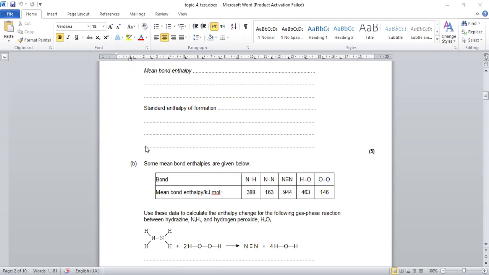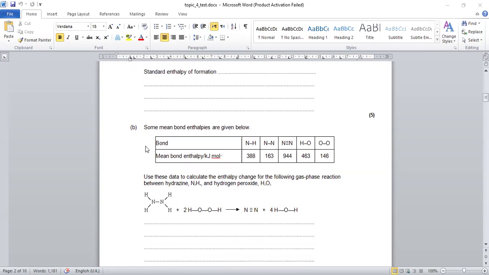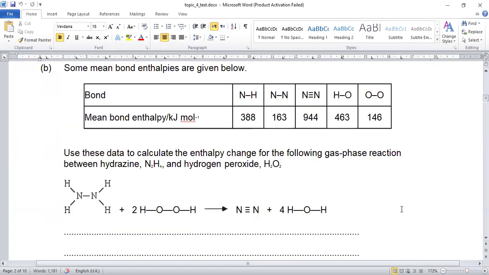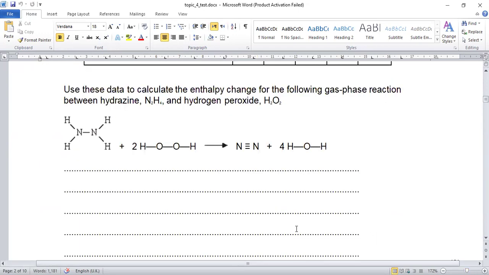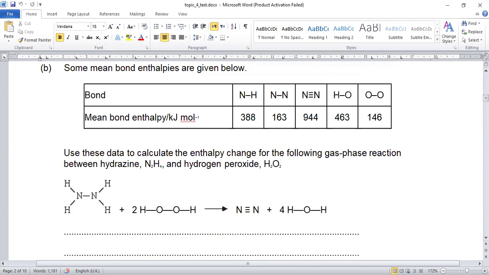Some mean bond enthalpies are given below. Use this data to calculate the enthalpy change for the following gas phase reaction between hydrazine N2H4 and hydrogen peroxide. The table shows the data for mean bond enthalpies, and this is the structure of the bonds for the equation. Can you calculate with me? Do you want me to calculate it and then I send you a photo?